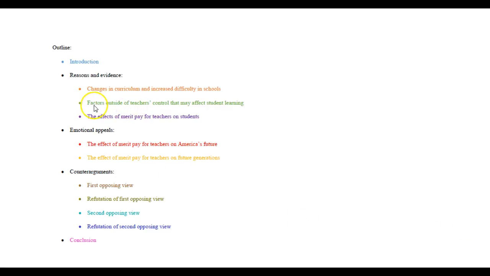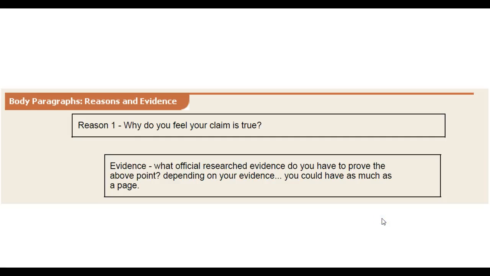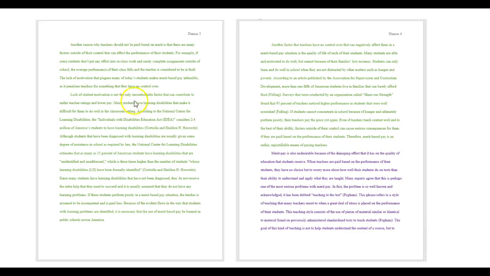The next reason, factors outside of the teacher's control, is green. And again, we're just pointing out why we feel it's true: your own opinion, your own thoughts, your own writing, and then researched evidence to back it up. This one is just about a page and a half as well. And it transitions from the last idea by using a transitional word, another reason why teachers shouldn't be paid based on merit. So we make sure that everything is linked together and it's easy to read.